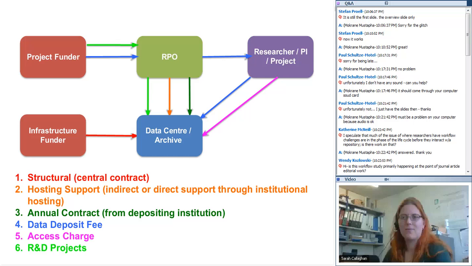And then a sixth model might be a research and development project. So that's receipt of income from the project funder for the further development of services by the data center or archive. And that may lead to a seventh, which is not available here, which is charging for value-added services. So we may charge under number five for access to the raw data. We may charge for access to data integration services or cross-search or value-added services in general.